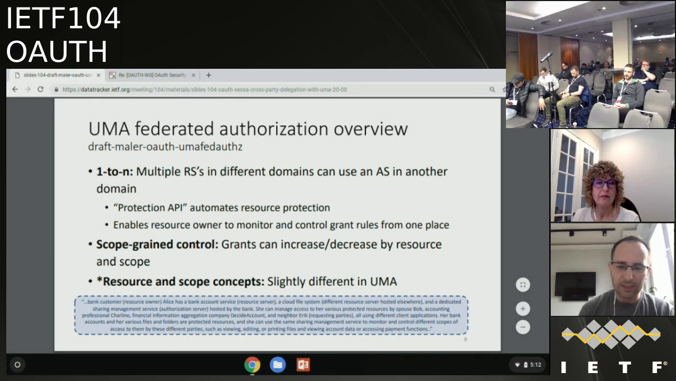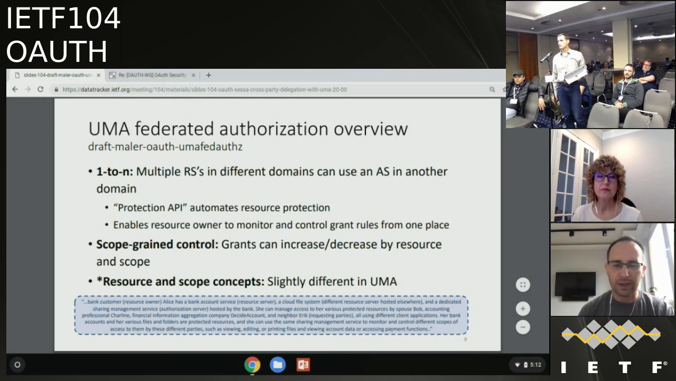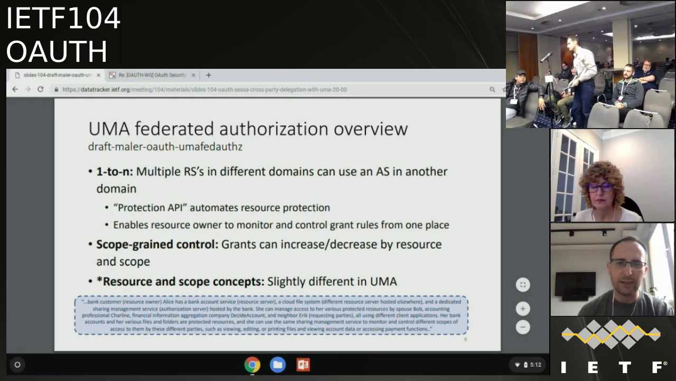We have a bank customer, a resource owner, Alice, who has a bank account service, a resource server, but also a cloud file system, which is a different resource server. Alice uses a dedicated sharing management service, which is an authorization server hosted by the bank. So she can manage access to both the bank account service and the cloud service from a single authorization server, and that shows this one-to-N relationship.